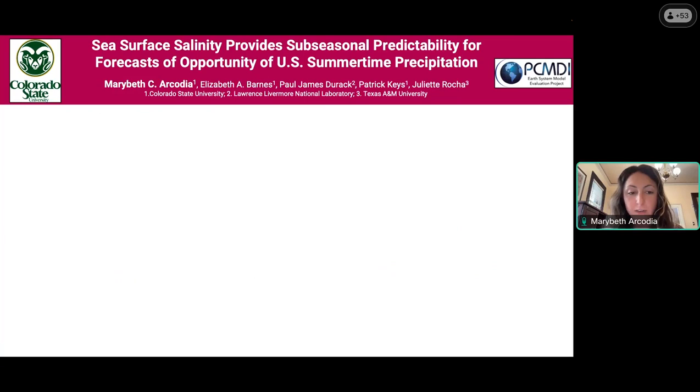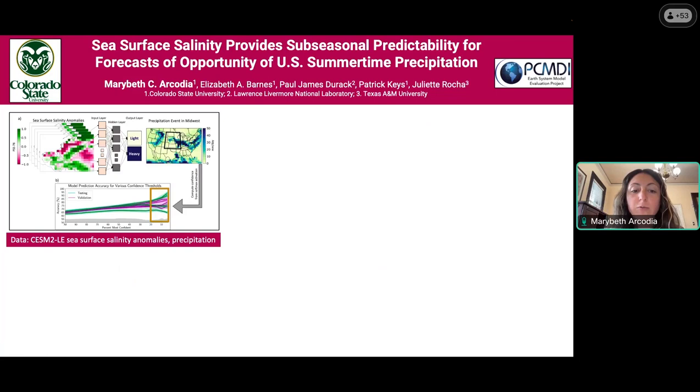To do this, we use a neural network approach in which we use 10 ensemble members from the CESM2 large ensemble data set. We input North Atlantic sea surface salinity anomalies to predict whether or not there'll be a heavy precipitation event with a 3-week lead, where a heavy event means above the 80th percentile.